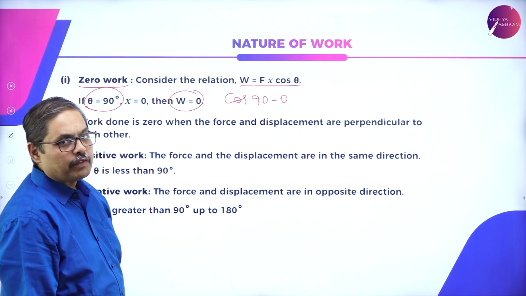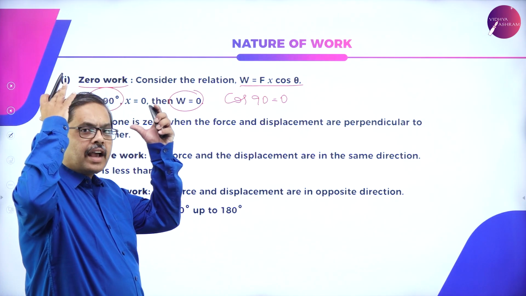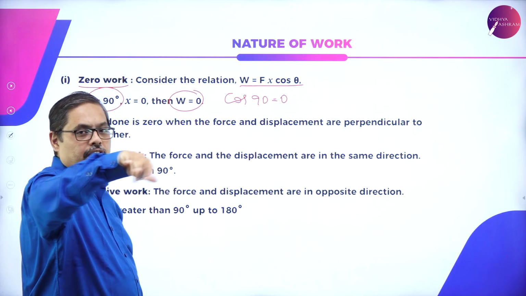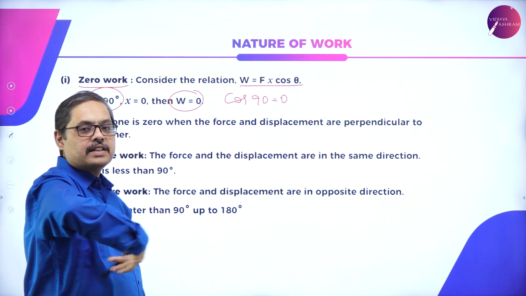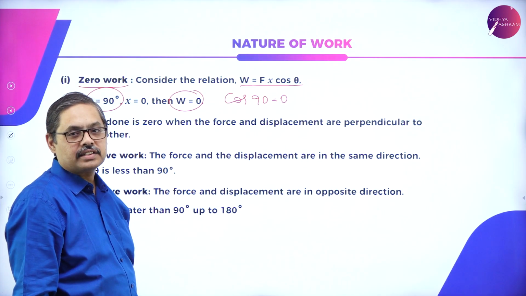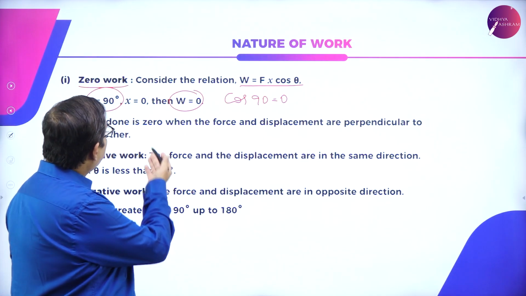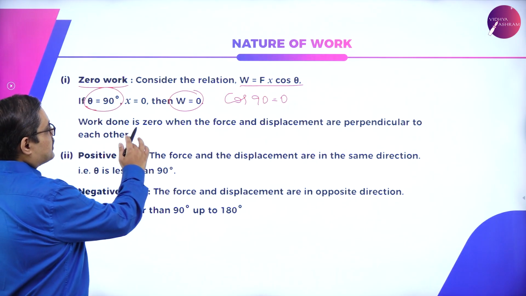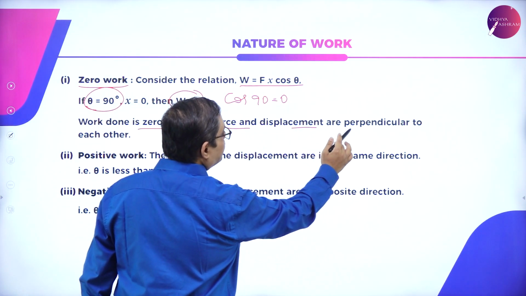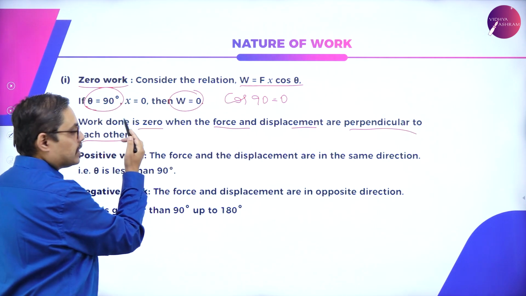What is the example for this? You lift a bag or an object on your head and keep walking. The load is in the vertical direction, but the displacement is in the horizontal direction. So that can be a typical example of 0 work done. Okay. Work done is 0 when force and displacement are perpendicular to each other.